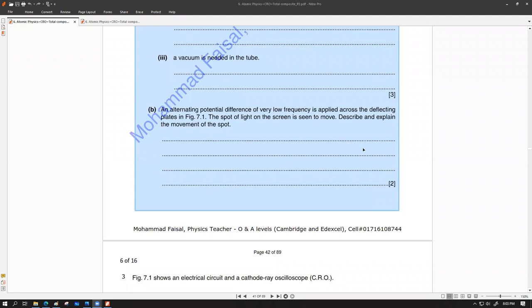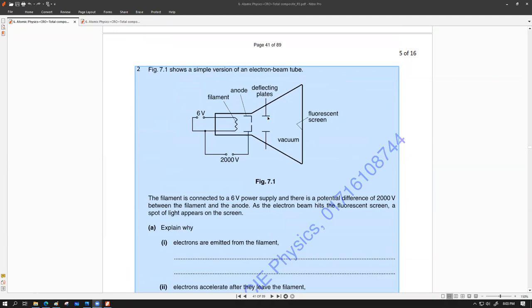If we apply a small frequency alternating signal, then the beam, since we only have the Y plates over here, the X plates are not shown. If you wonder why, I mean, this is just a specific question where they did not prefer to show you the X-plates because they wanted to give you the exact answer for one set of plate motion.